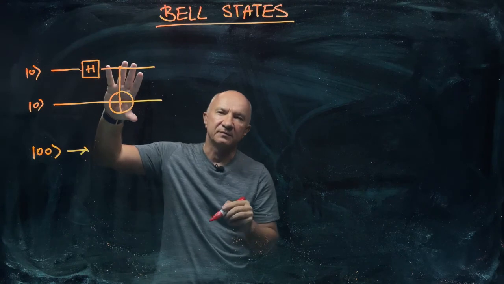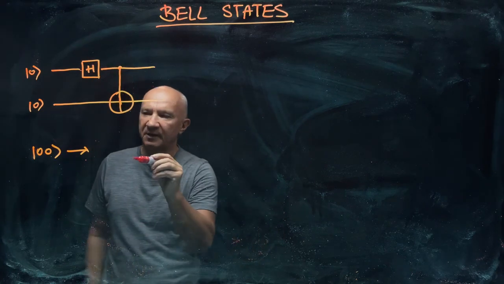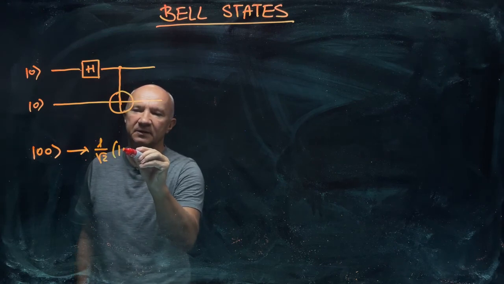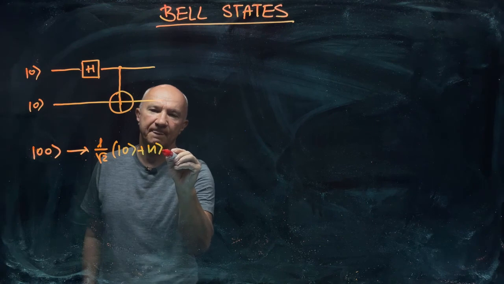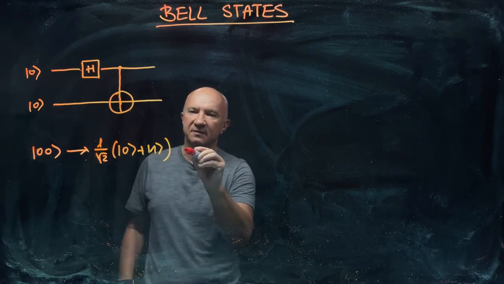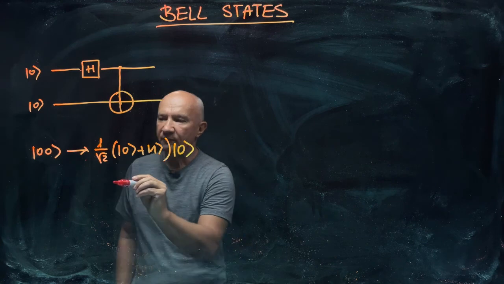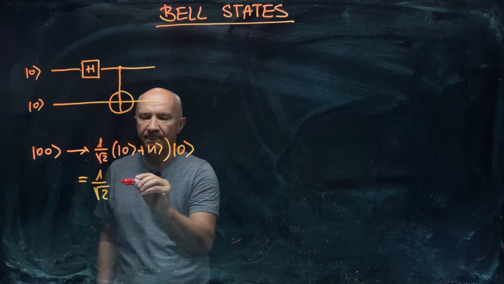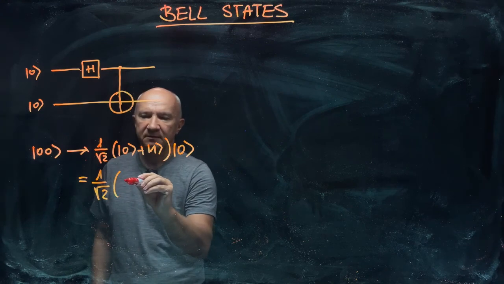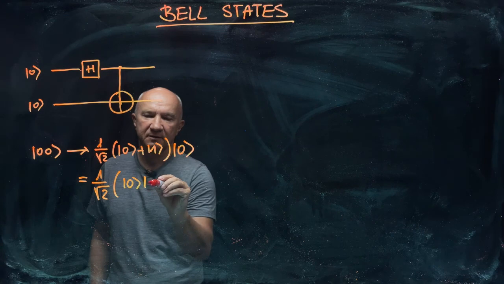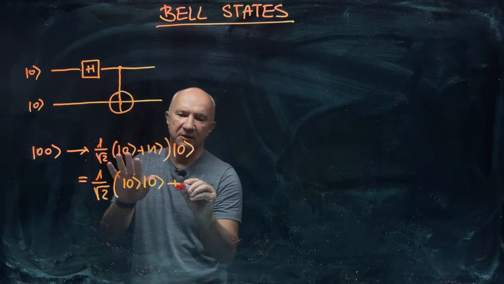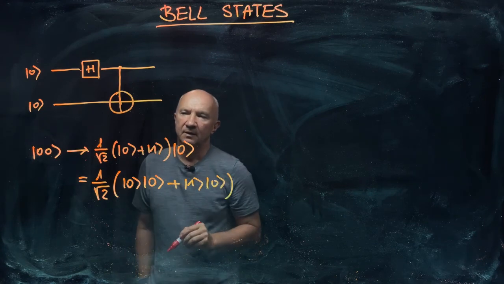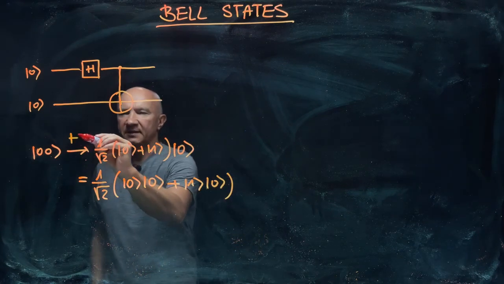Then the first qubit is modified by the Hadamard gate. So the first qubit goes into state 1 over square root of 2, 0 plus 1, and the second qubit stays in state 0. So we can write this state as 1 over square root of 2. I'm going to expand it: state 0, 0 plus 1, 0. So that's after the Hadamard gate.